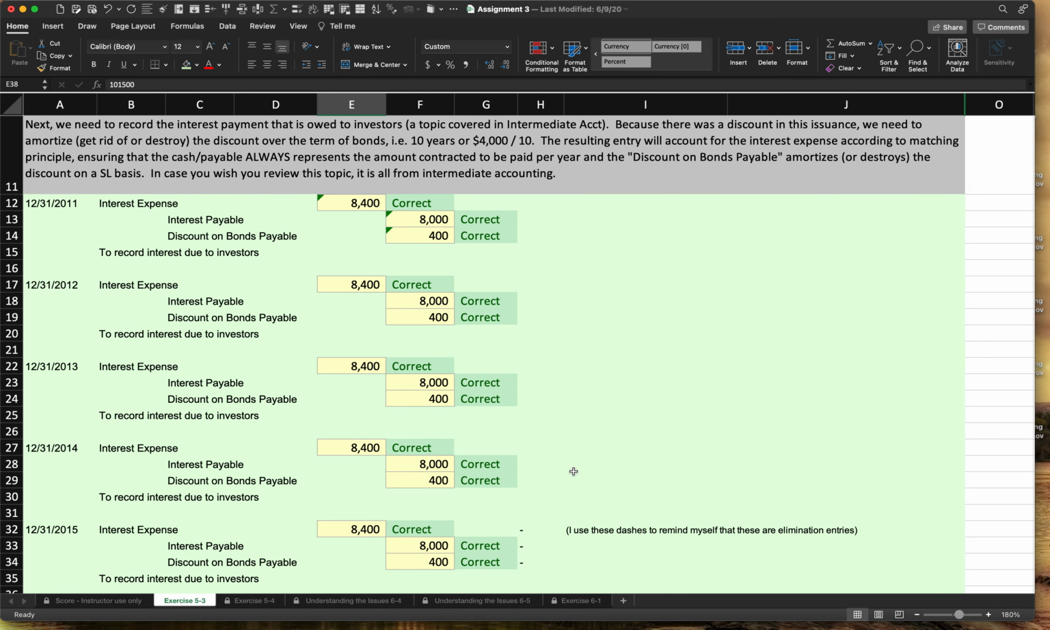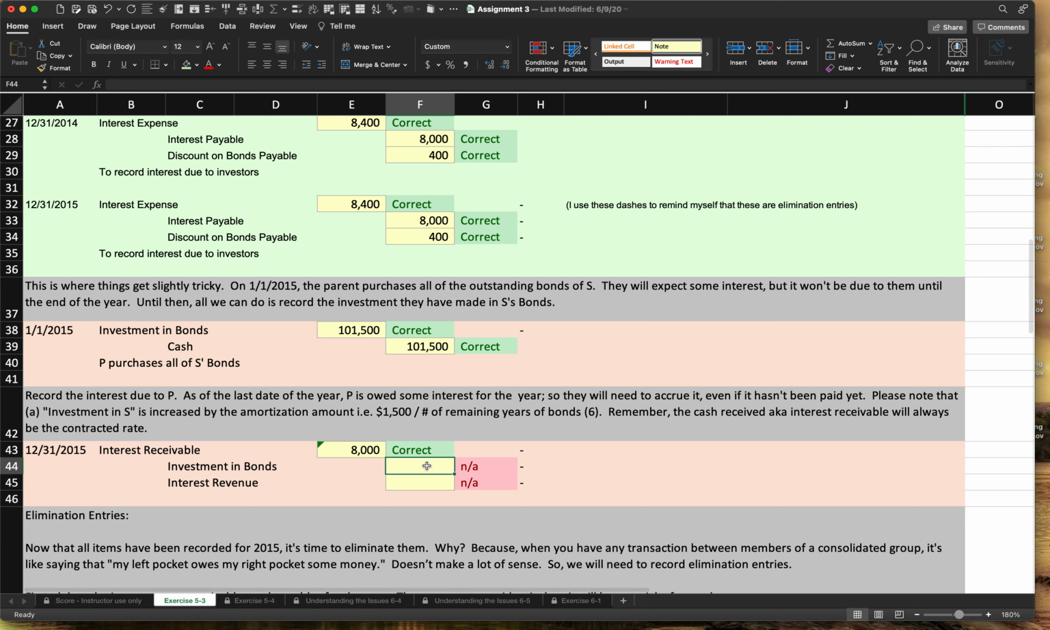So what we need to do here is amortize that premium that the parent paid over a period of 6 years, which is 1,500, as we just realized, divided by 6. They're going to have to amortize the remaining amount out of 1,500 by eliminating 250 of it as a credit to investments in bonds, and the remainder will be recorded as interest revenue, which is 8,000 minus 250.